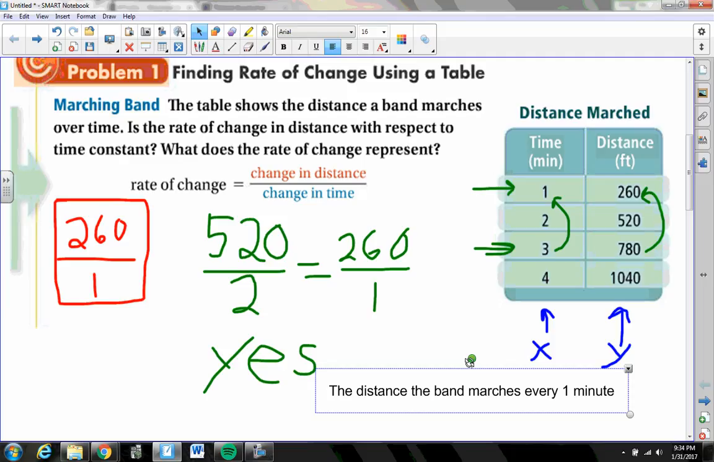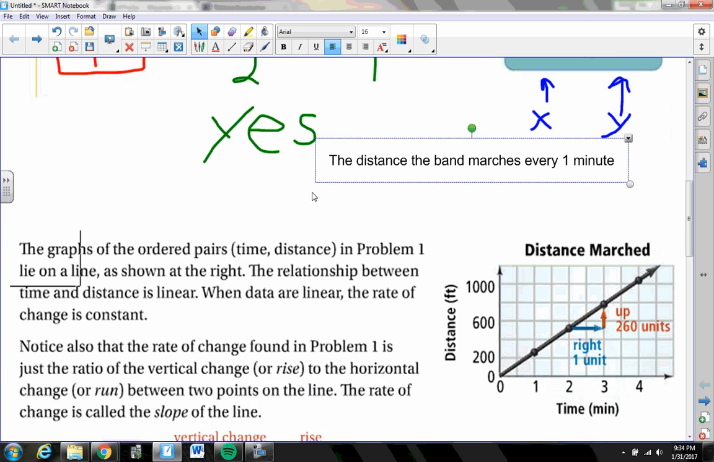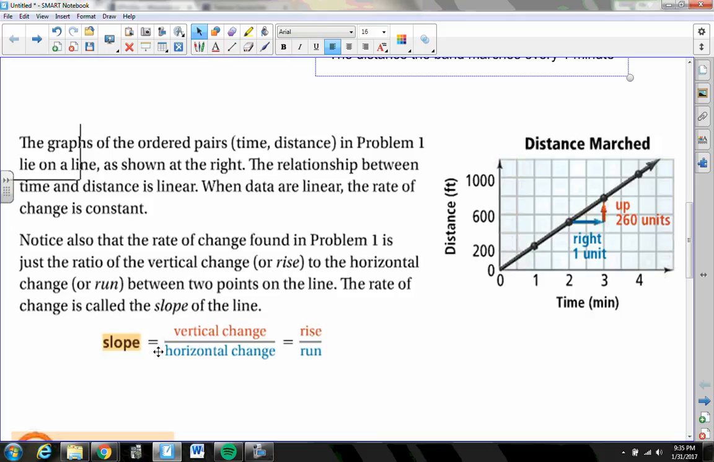We find it a lot of times in real-world context from a table of values by subtracting the y values, subtracting the x values, and making a fraction out of them. Change in y on top over change in x. Okay? The other thing that this is called is slope. So when we graph a linear equation, the rate of change is called the slope of a line.